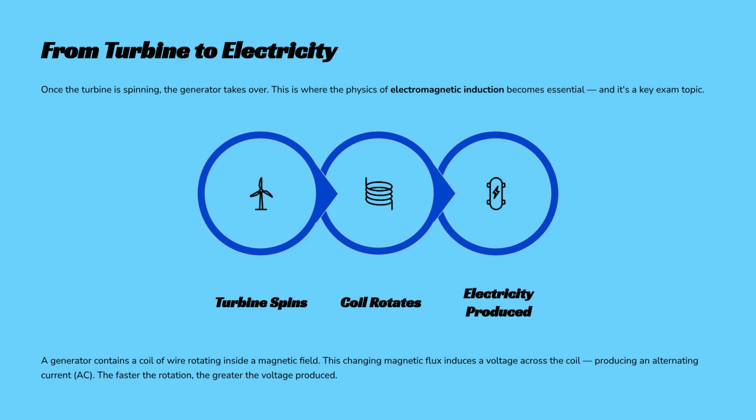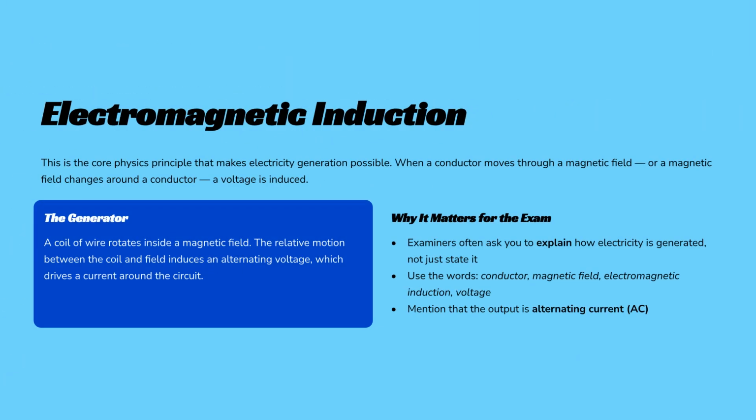Once the turbine is spinning, the generator uses electromagnetic induction. A coil of wire rotates inside a magnetic field to induce a voltage and produce alternating current. Understanding electromagnetic induction is vital for your exams. Remember to explain the process using terms like conductor, magnetic field, and induced voltage.